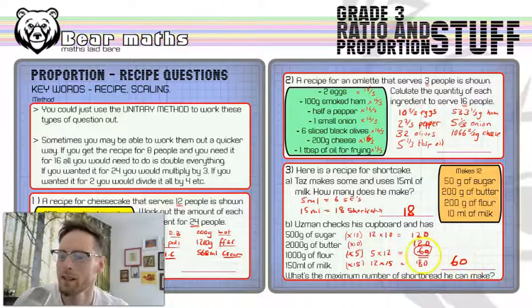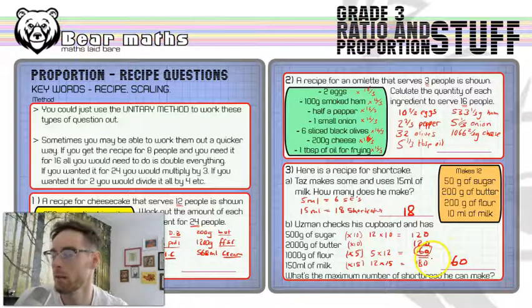So there we go. It is the maximum number he can make because he hasn't got enough of the other ingredients, right? And that's the sort of question that you might be faced with that's a little bit more tricky. I hope that's all made sense.